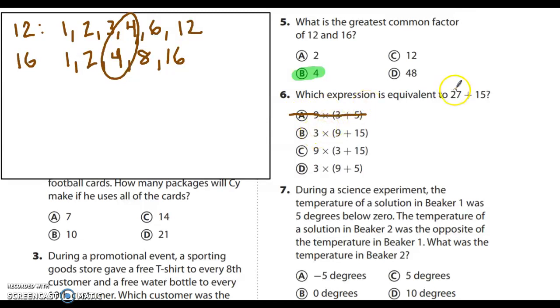Does 3 go into 27? Yes, 9 times. Does 3 go into 15? Yes, 5 times. That 15 right there is a problem. It can't be B. We already said 9 can't be the answer, so I think it's D, but let me prove why it is. Let's just check our answer.